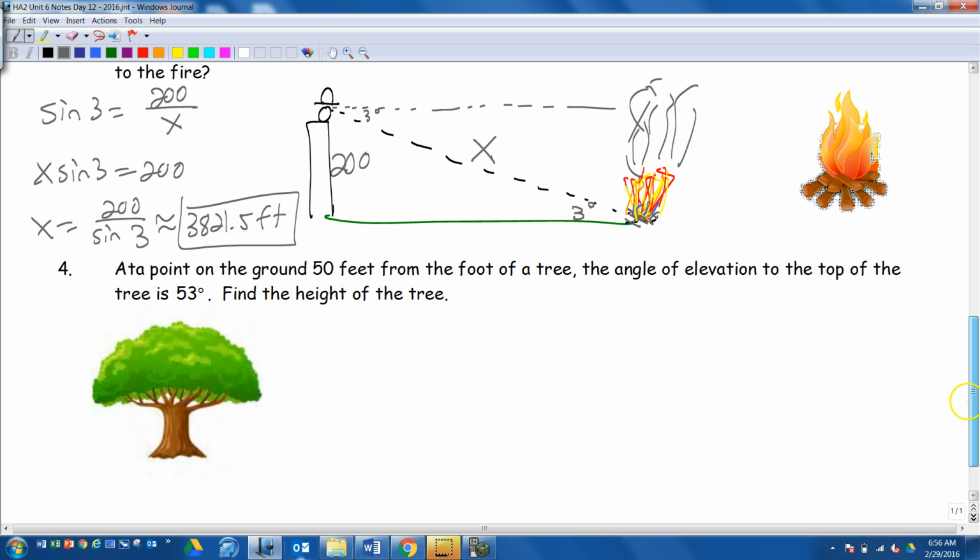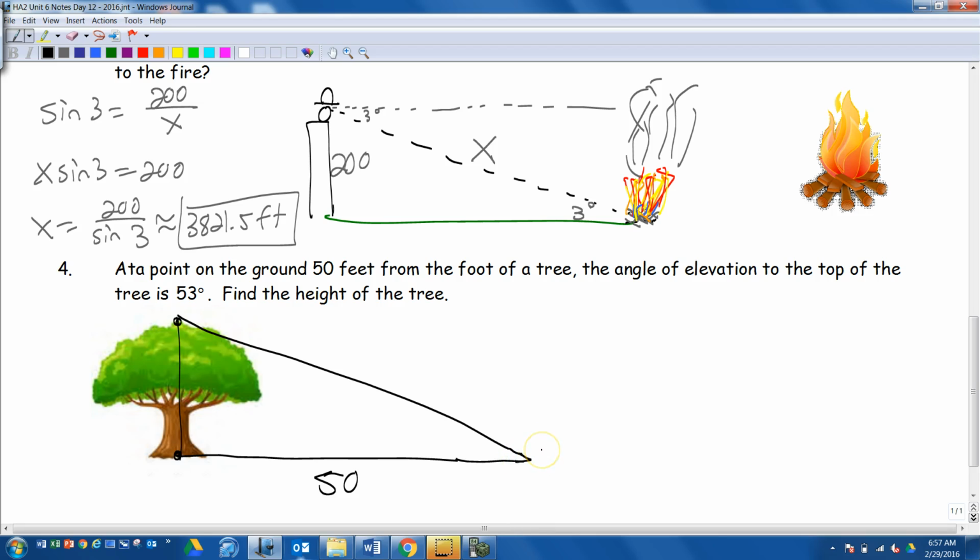At a point on the ground 50 feet from the foot of a tree. I'm not going to draw a tree because it's right there. So here's the base of the tree. 50 feet, an angle of elevation to the top of the tree. I'll just make it better there. An angle of elevation to the top of the tree is 53 degrees. Find the height of the tree.